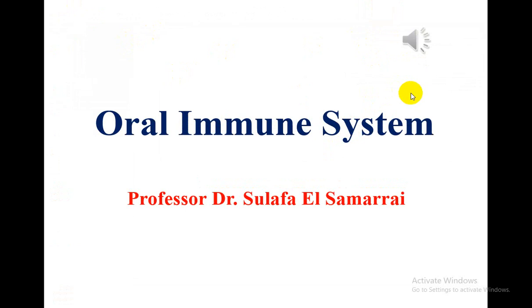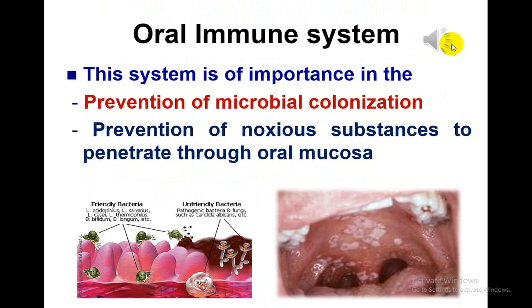Immune system. In this lecture, we're going to discuss the importance of the oral immune system in relation to dental caries. This system is of importance in the prevention of microbial oral colonization and in the prevention of penetration of any noxious substance through oral mucosa.